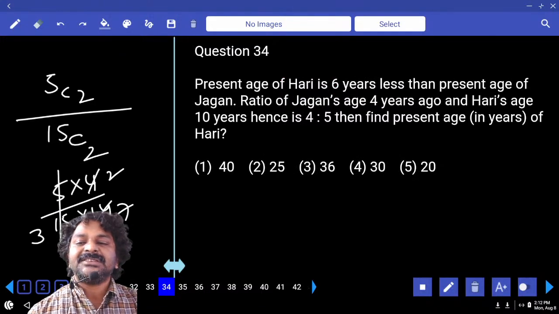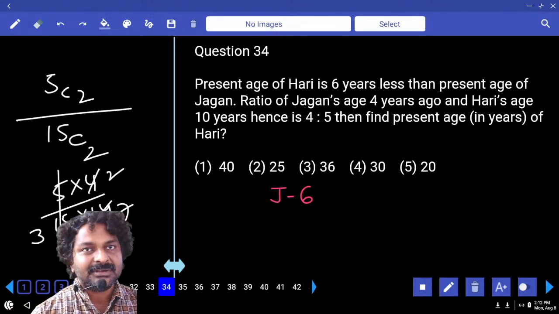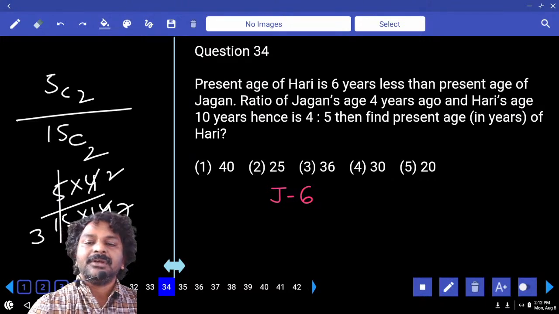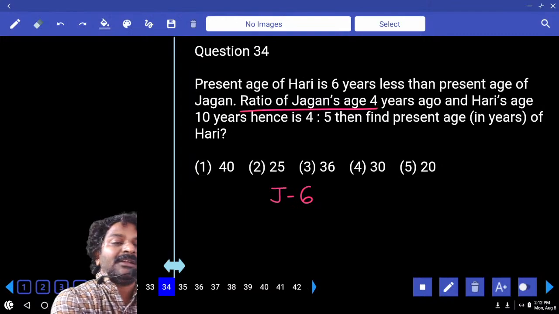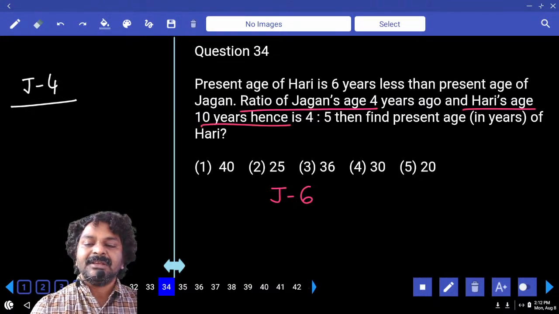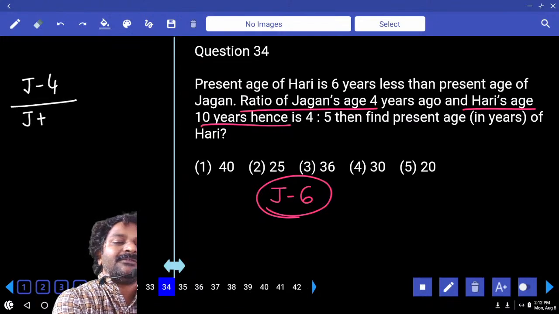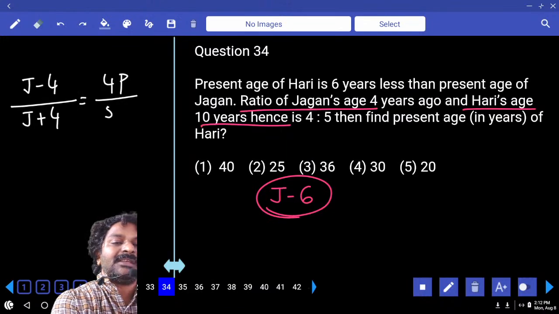Next, the age of Hari is 6 years less than the age of Jagan. If the age of Jagan is J, Hari's age becomes J minus 6. Understood? Continue. Jagan's age 4 years back is J minus 4. The ratio A is to B, or A by B, to Hari's age 10 years hence. The age of Hari is J minus 6. After 10 years you need to add 10, then it becomes J plus 4. And the ratio is mentioned as 4 is to 5. 4 parts and 5 parts.